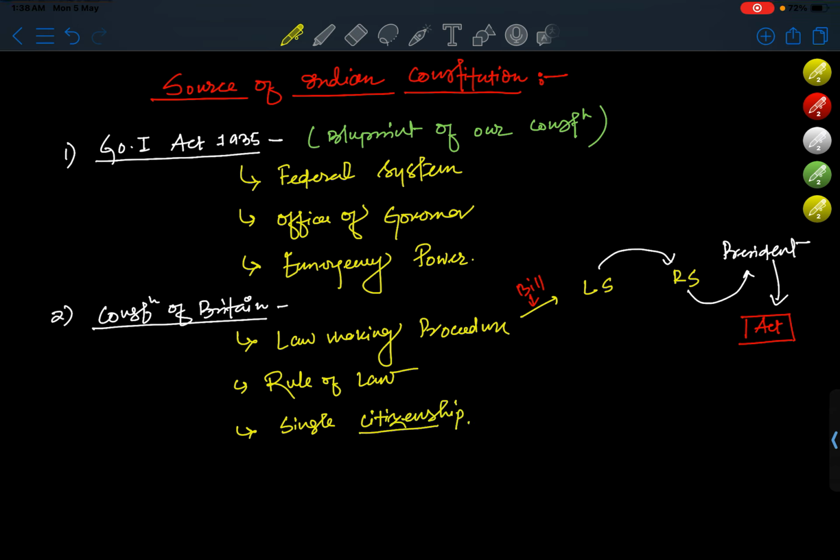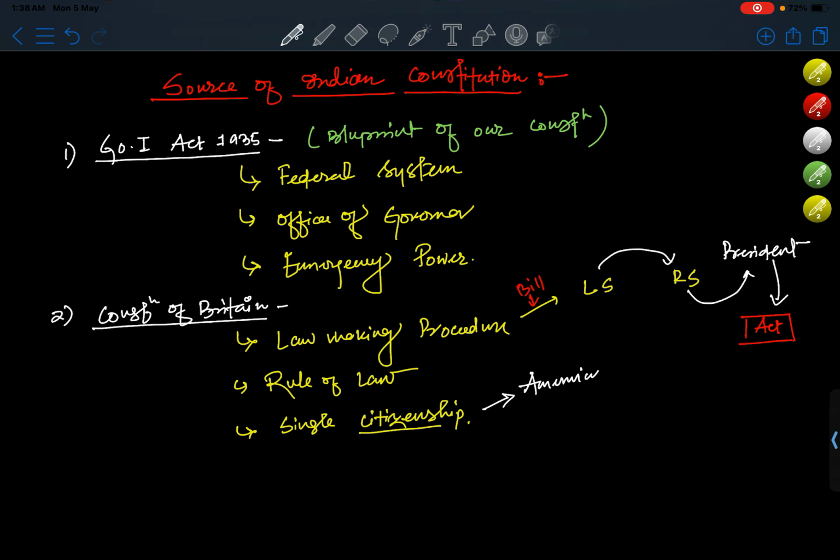Now understand one thing. Suppose you are staying in Tripura, and Tripura is a state under India. Basically, you are a citizen of India. You have one single citizenship. In India we have only one citizenship, but in America it is different.